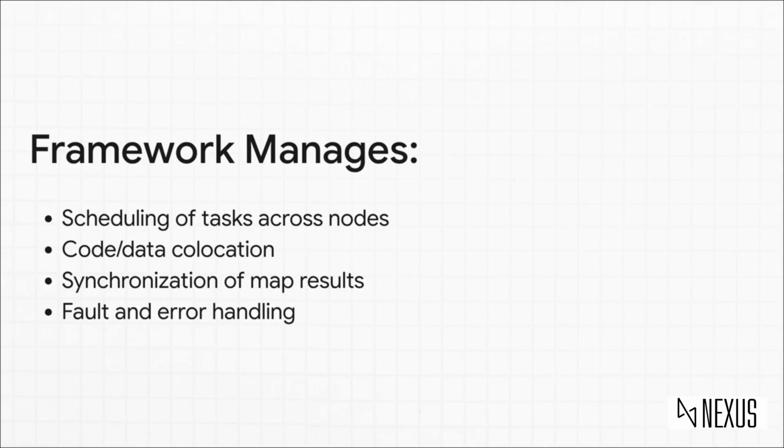It manages that critical shuffle and sort phase. And maybe most importantly, it handles failure. If one machine just dies mid-job, the Framework doesn't panic. It just reassigns that work to another machine. It's built for survival at a massive scale.